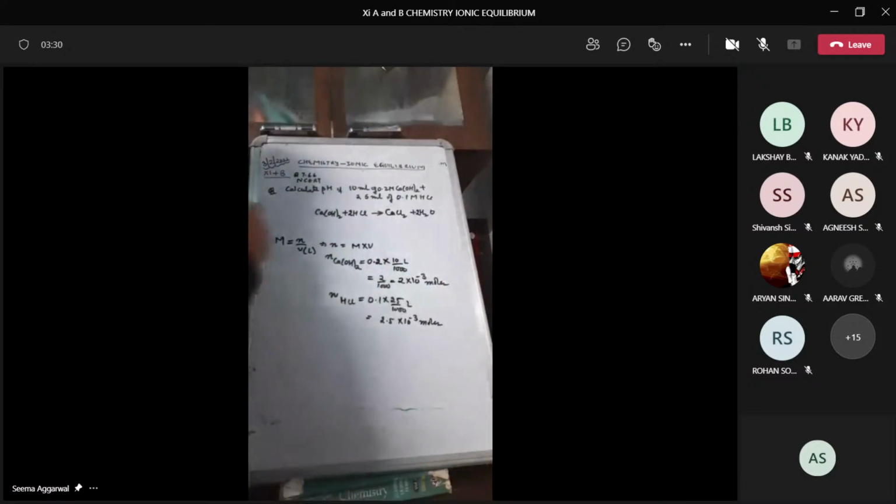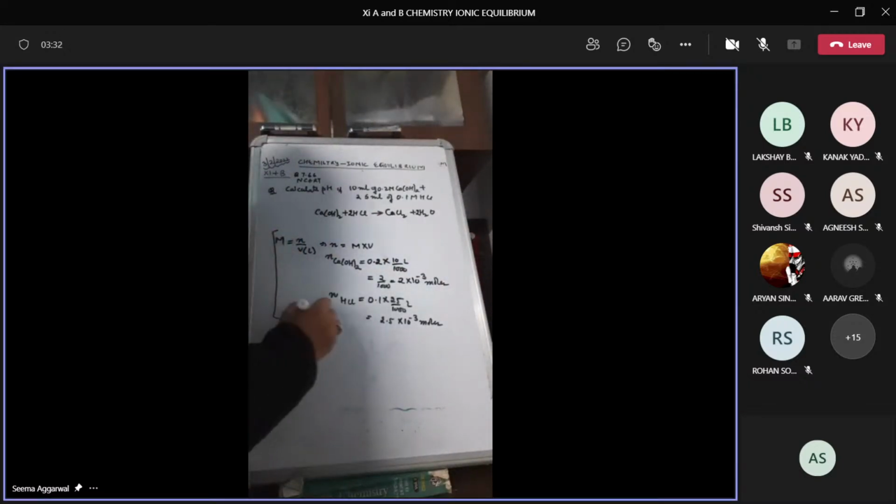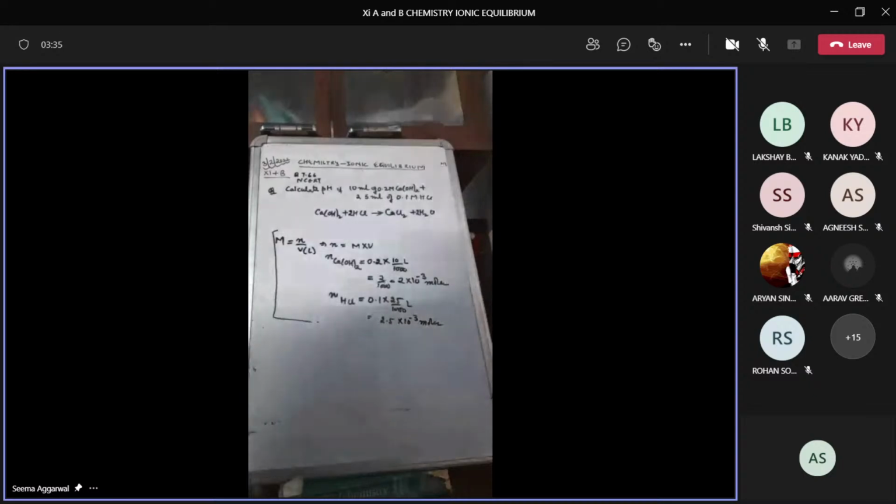So what we have calculated meanwhile is the number of moles of both of them, because whenever we are writing a balanced equation, it is according to the number of moles.